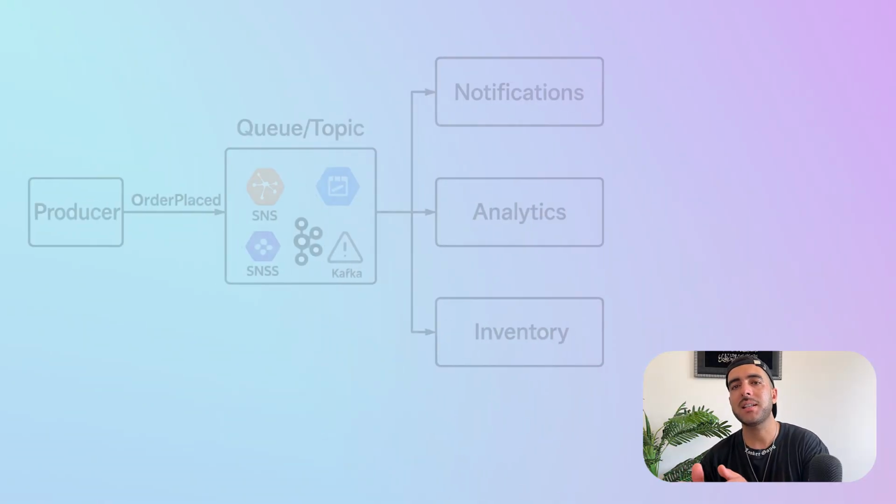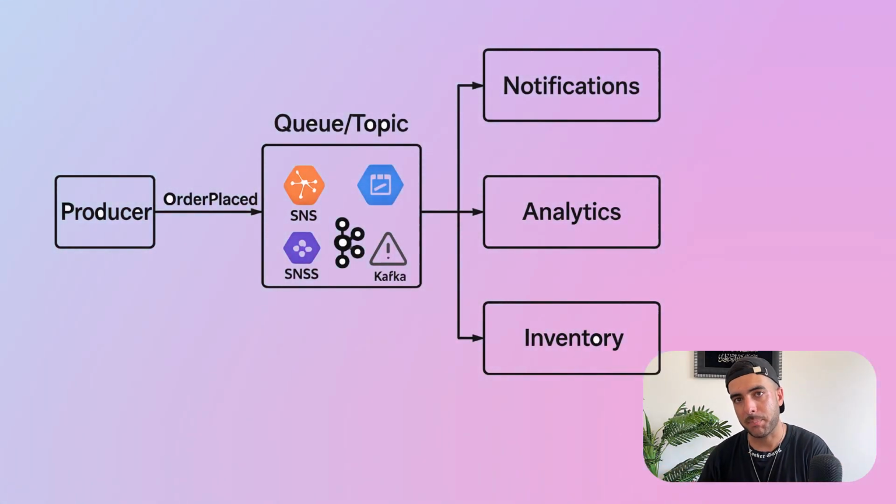Now, asynchronous messaging decouples producers and consumers. For example, a service publishes an event, let's say, order placed. So this event is published to a queue or topic, and subscribers like notifications and analytics consume it later. So we use asynchronous when work doesn't need to block the user.